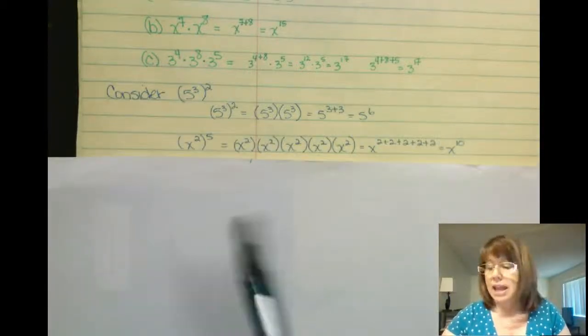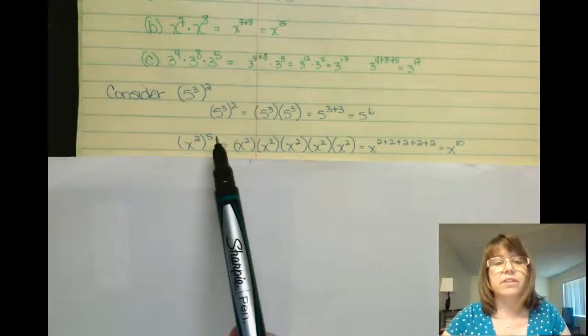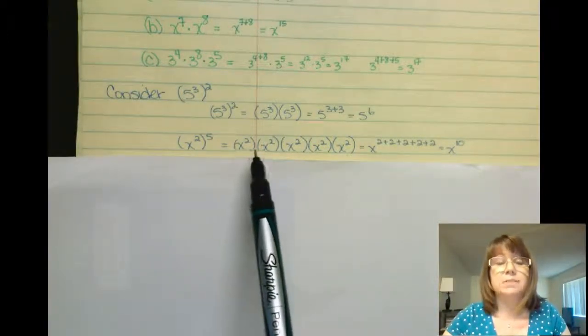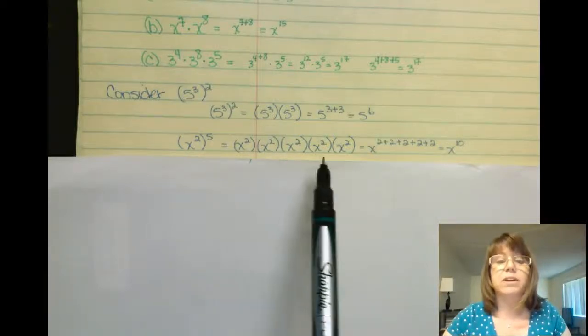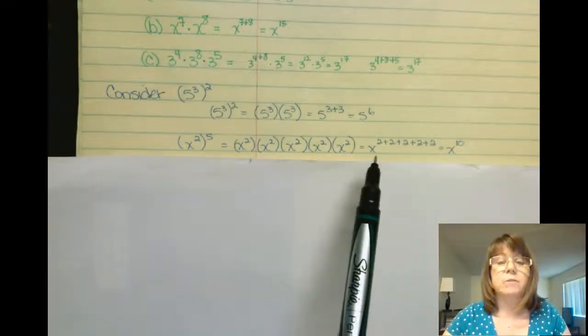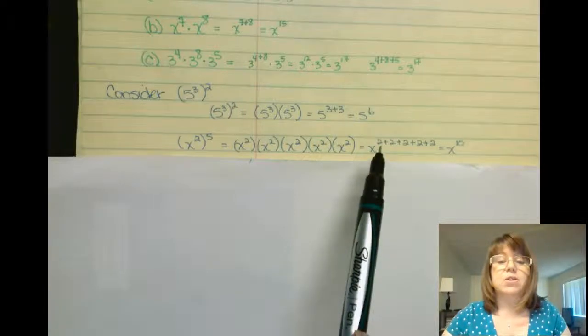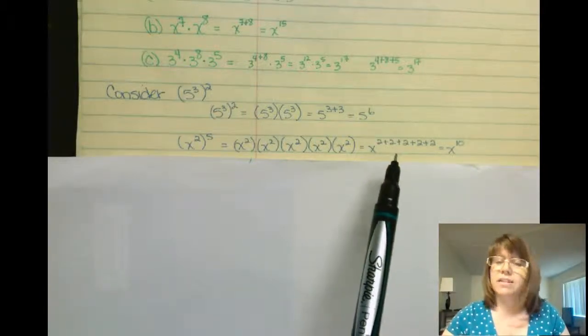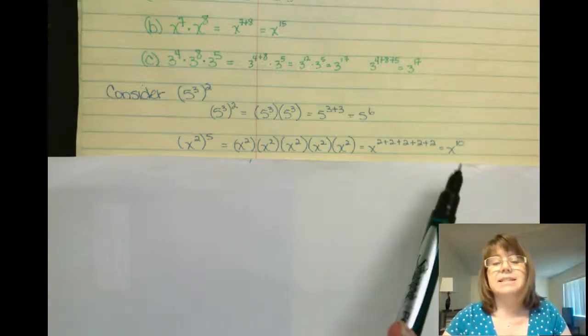Again, x squared to the 5th, but that's x squared times x squared times x squared times x squared times x squared, which is going to be x to the 2 plus 2 plus 2 plus 2 plus 2 power. Hope I said that 5 times. So it's x to the 10th.